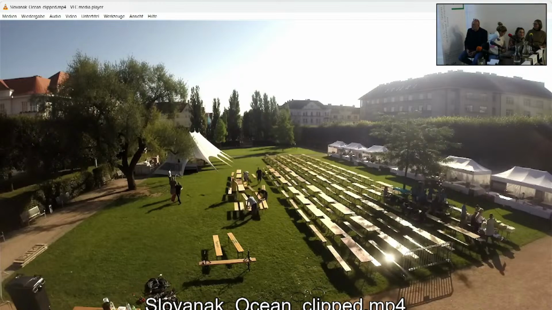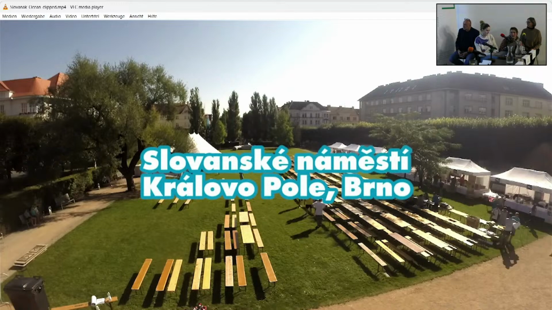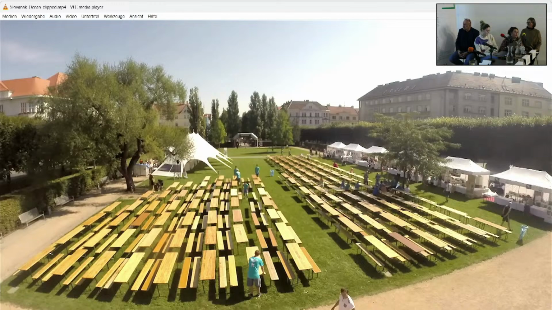Okay, so what my colleague is whispering to my ear is that the lawn down there is watered constantly, so it can withstand the people walking on the grass for a short period of time like this. It doesn't destroy the lawn.